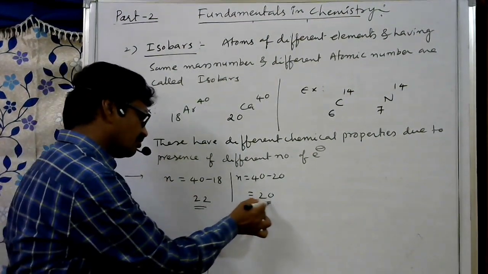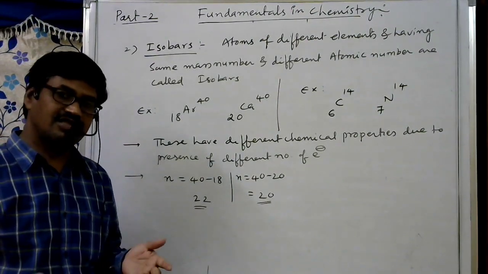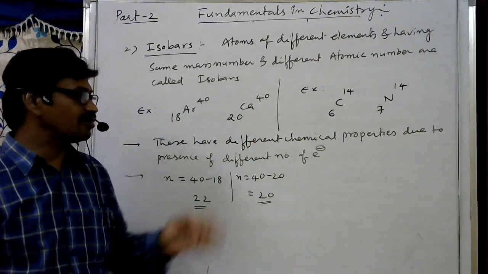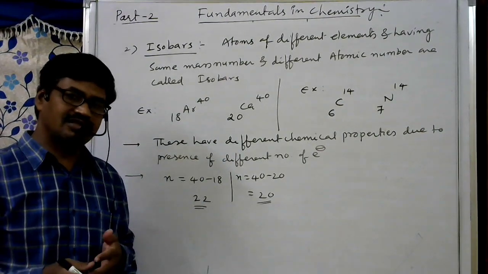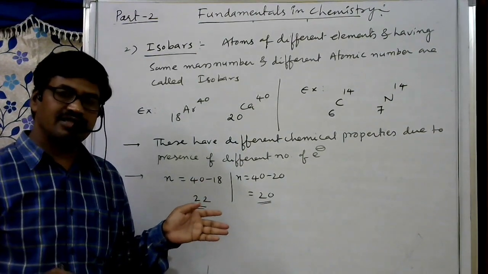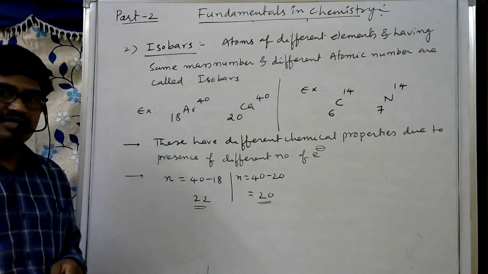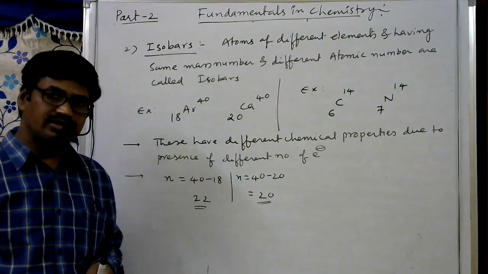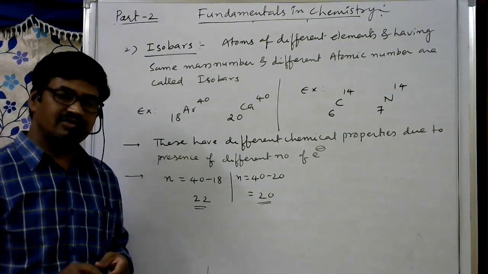Based on different numbers of neutrons, we may expect some different nuclear properties, and based on that, some different physical properties also. Different chemical properties and different physical properties, because these are totally atoms of different elements. So this is about isobars. In the next session, we will discuss isotones and some more information related to these fundamentals in chemistry. Okay, thank you.